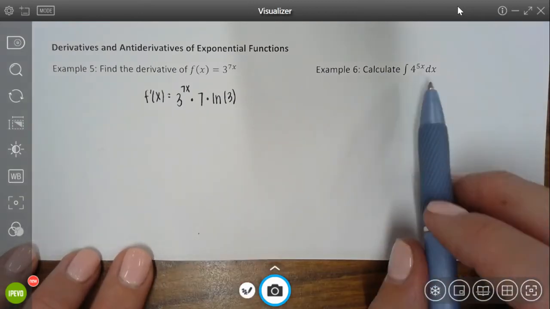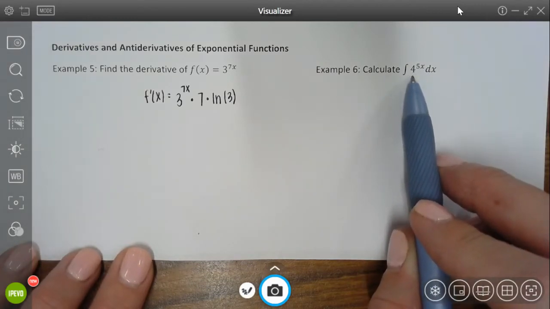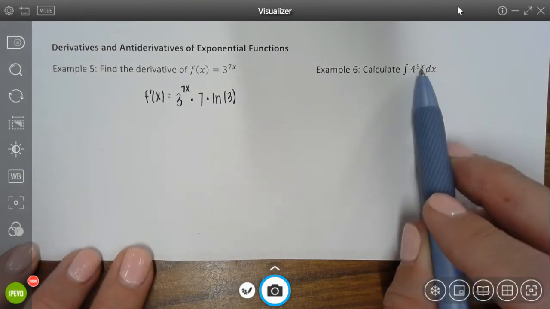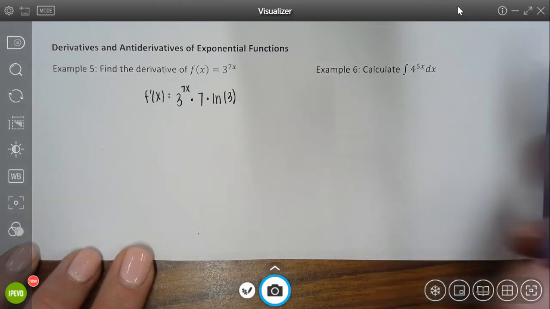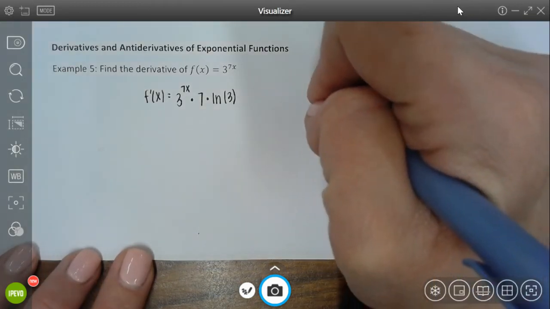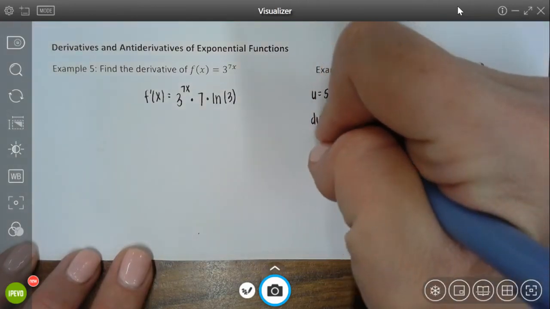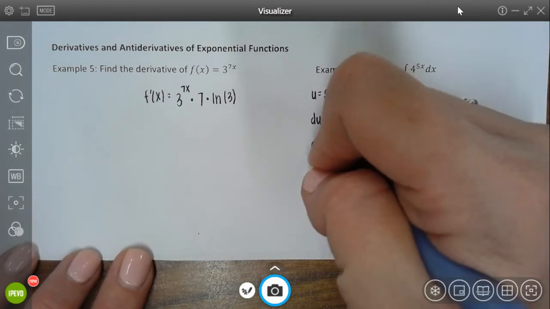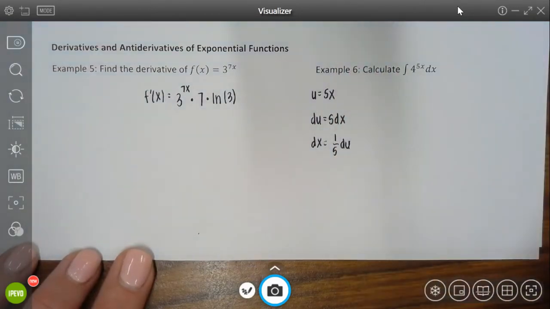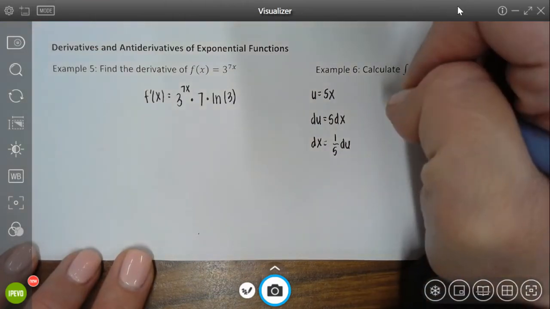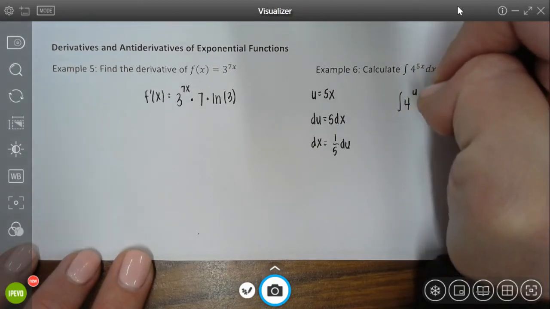If we wanted to find the antiderivative of an exponential function with a base that's some numerical value, and there is something else in the exponent other than just x, we probably are going to need to use a u substitution here again. So I'm going to set my u equal to whatever is in that exponent. So 5x. du is going to be 5 dx, and that means dx is going to be 1/5 du. So doing my substitution, that's going to give me a 4 to the u, and then times 1/5 du.